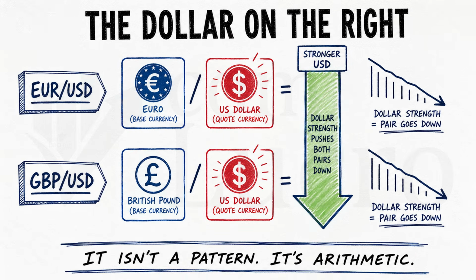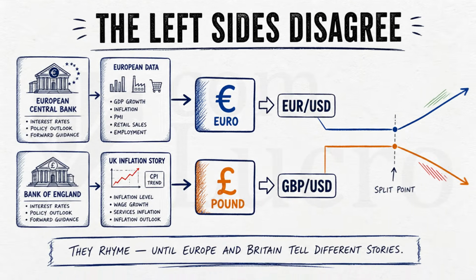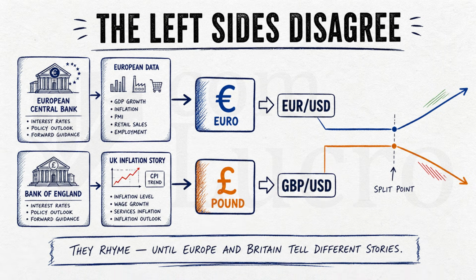Take the classic example, Euro USD and GBP USD. Look at where the dollar sits, on the right-hand side of both. So when the dollar strengthens across the board, both of those pairs get pushed down at the same moment, by the same force, for the same reason. There's nothing secret about it. It's arithmetic. The shared currency does the work.